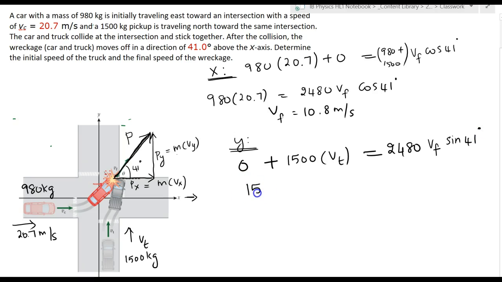So that equation simplifies to 1500 times vt equals, we already know that VF is 10.8, so we can write 2480 times 10.8 times sine 41, and that allows you to solve for the velocity of the truck. And the velocity of the truck comes out to be 11.7 meters per second.